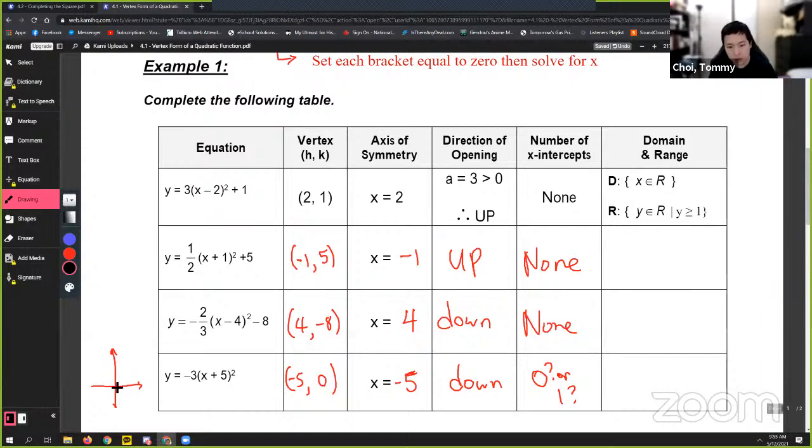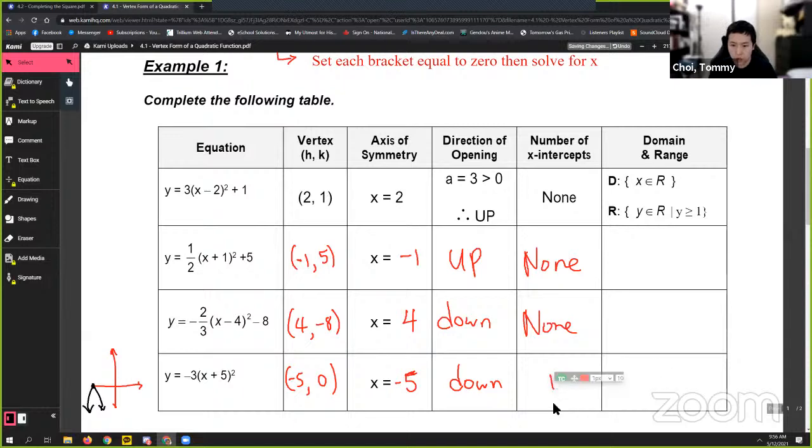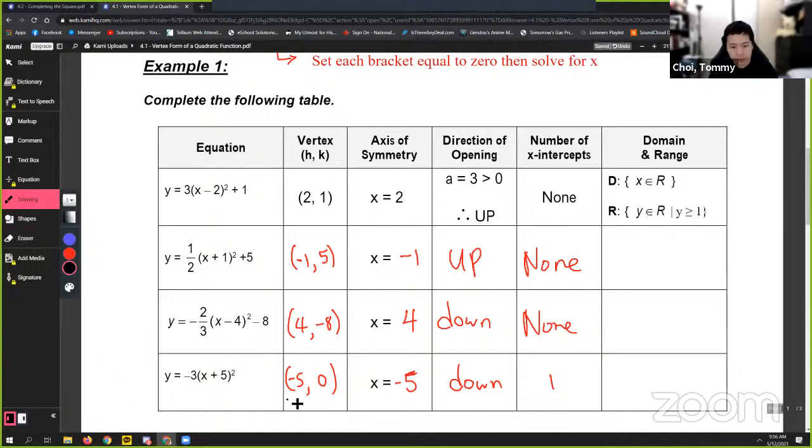Okay. So -5, 0 would be -5 on the x-axis, 0 on the y, which means the vertex is on the x-intercept, and it opens down, which means the answer is actually 1. The vertex itself is the x-intercept. So it's actually just 1. And that's going to be your answer. So a good way to see that is if the vertex itself is on the x-axis, then it's only one x-intercept.